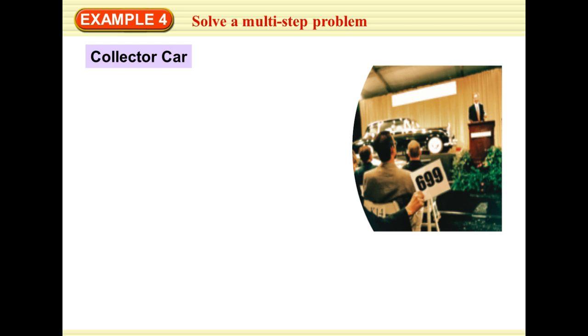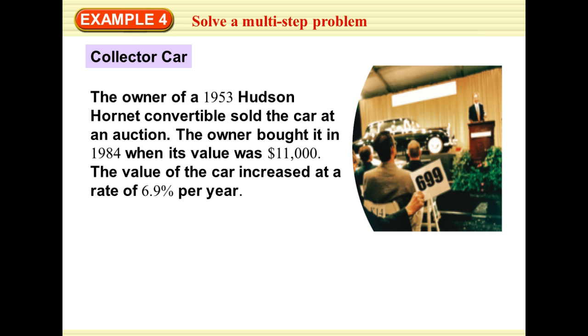Let's say a collector car, say a 1953 Hudson, which is in that picture there. It's a little hard to see, so you might want to Google it to see what it looks like. Hudson Hornet convertible. The owner of a Hudson convertible sold the car at an auction.